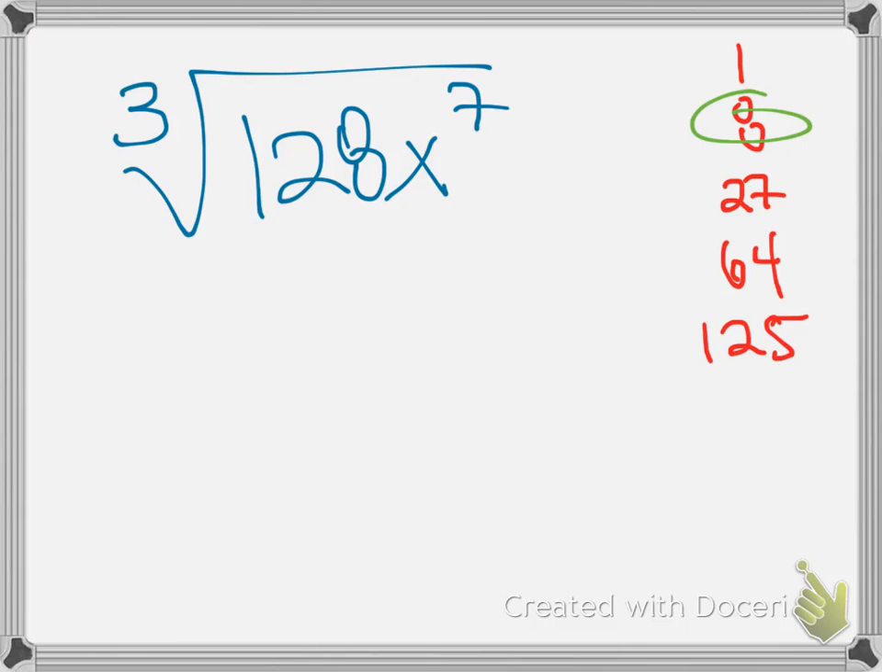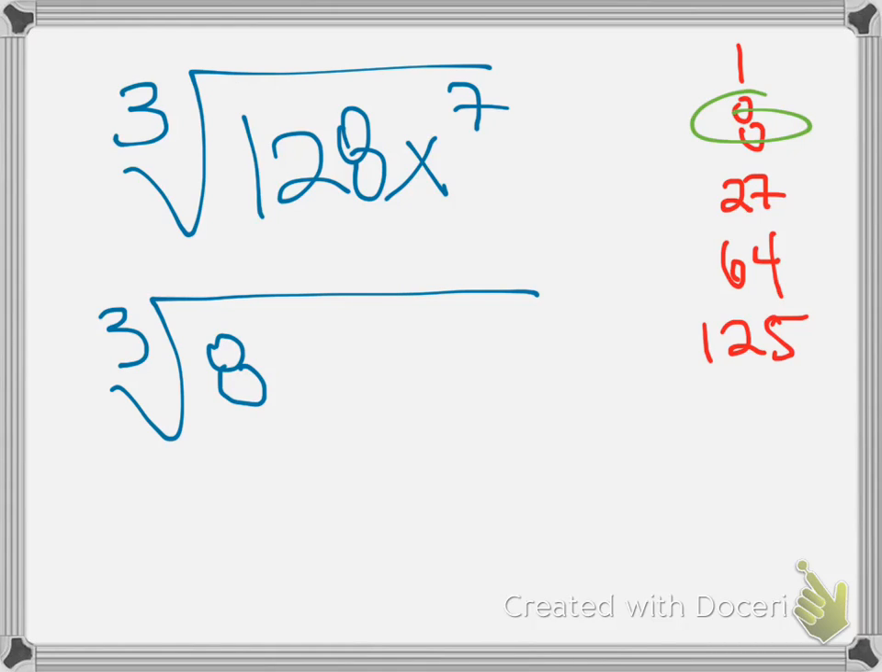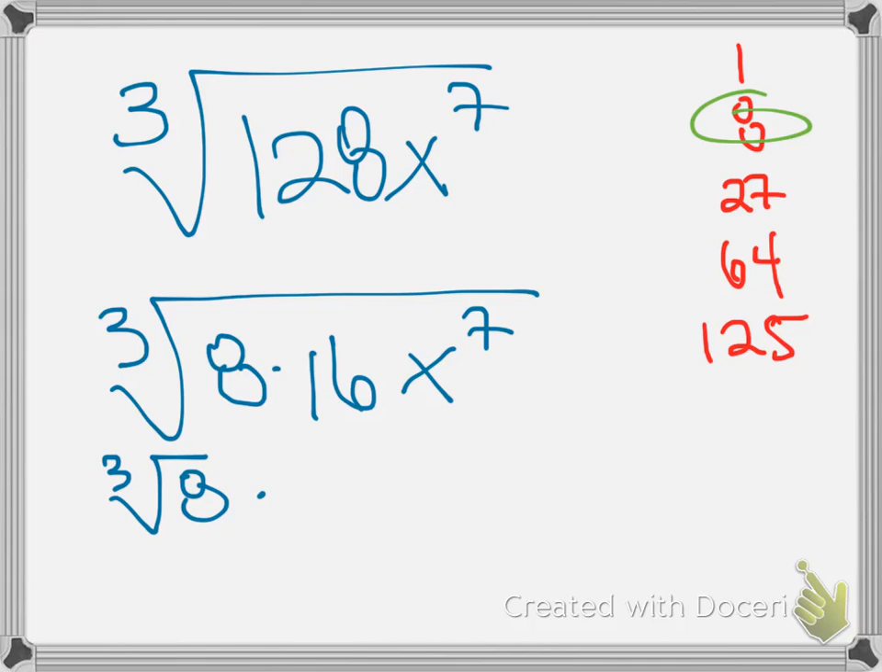So we can rewrite our original expression as the cube root of 8 times 16, because 8 times 16 is 128, x to the 7th. So now we're getting a little bit further along. Now what we want to do is split this up into its individual components so we can figure out how much we can simplify this. So we're going to have the cube root of 8 times the cube root of 16 times the cube root of x to the 7th.